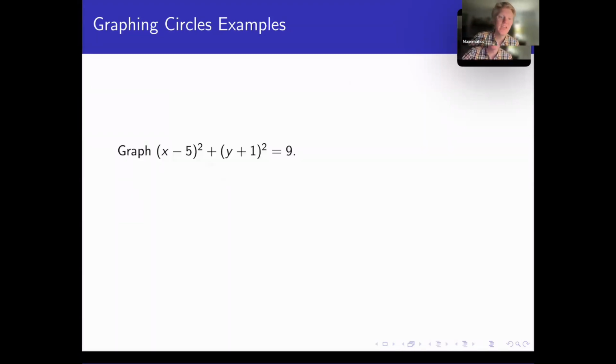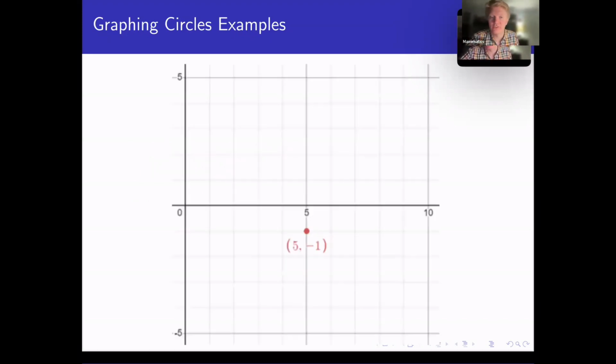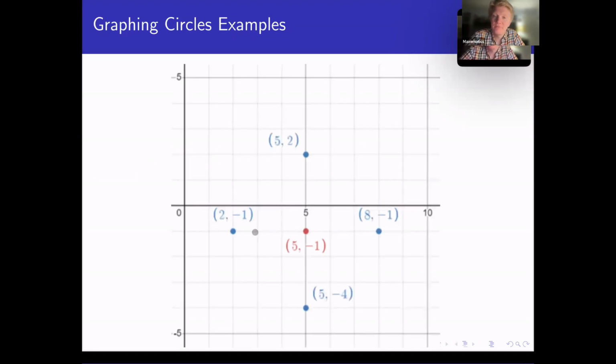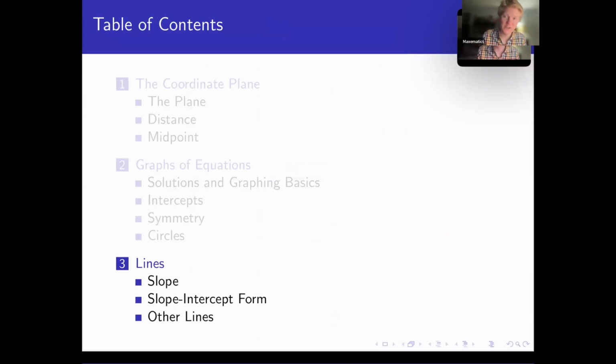Okay, let's do it one more time. (X minus 5) squared plus (y plus 1) squared equals 9. Well, our center is going to be positive 5, negative 1. R squared is 9, so r is 3. Okay, so start at the center and now move 3 units in every direction. There's 5 comma negative 1. Go up 3, go right 3, go down 3, go left 3, and connect those points. And that's how we graph circles. Not the scariest thing on the planet, I don't think.